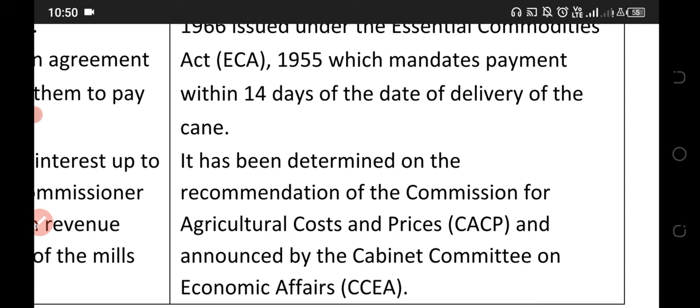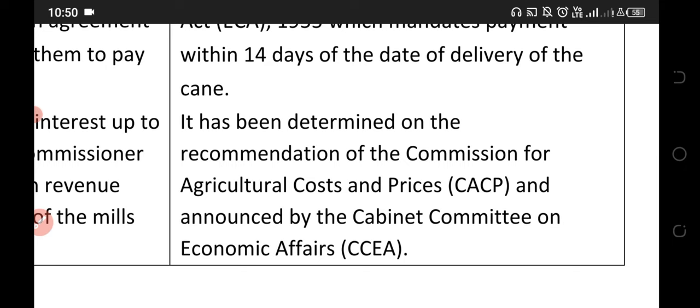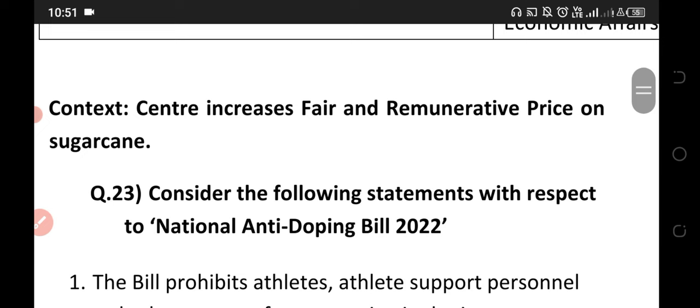14 दिन के अंदर अगर पैसा नहीं मिला, अगर सुगर केन के उत्पादकों को, सुगर केन के मिल मालिकों के द्वारा, तो समझ लीजिए. It has been determined on the recommendation of the Commission for Agricultural Costs and Prices. और ये एक तरह से अनुमोदन किया जाता है CACP के द्वारा. किस से? Cabinet Committee on Economic Affairs से. तो इसका डिटरमिनेशन कौन करता है? तो CACP करता है, लेकिन इसका फाइनल डिसीजन या अनाउंसमेंट CCEA करता है. तो आपको पता होना चाहिए सेंटर ने बढ़ा दिया है FRP, और सुगर के, अच्छी बात है.